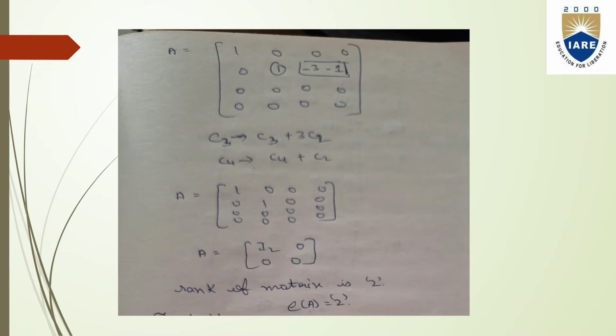From this we will know the rank of the matrix is 2, because the order of the identity matrix is nothing but the rank of the matrix. Here the identity matrix order is 2, so the rank of the matrix will also be 2.